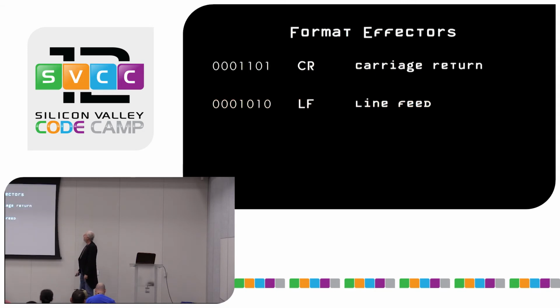What's next? Format effectors. So they added some things for controlling the teletype. On the teletype, there was a carriage return code, which would take the print element and move it back to the margin. And there was line feed, which would tell the platen to roll the paper up one line. And it was two separate codes. Today we think it should be just one code, but they had two.